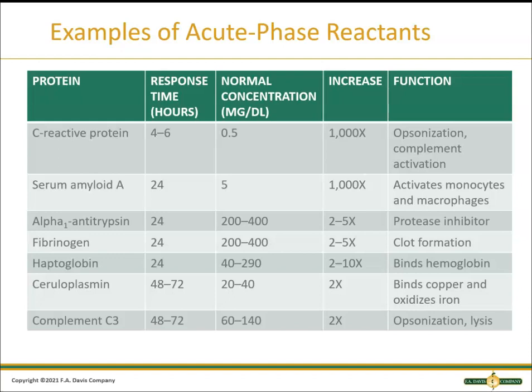And you can see the rest of them: activates monocytes and macrophages, binds to hemoglobin, clot formation, binds to copper. So you can see all of them are part of that whole big process for inflammation. So they're acute phase, in other words, just when inflammation starts, that's when we'll start seeing increases in this stuff.